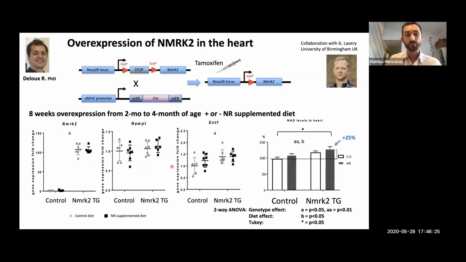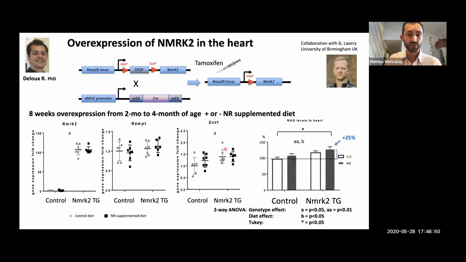But there was definitely an impact on SIRT1 expression, which was mild but significant. So there was a kind of induction of the SIRT1 expression level. And there was an impact when we tested, I haven't explained that, but we looked at these transgenic mice and control mice with normal diet in gray, or with NR supplemented diet, which are black here.